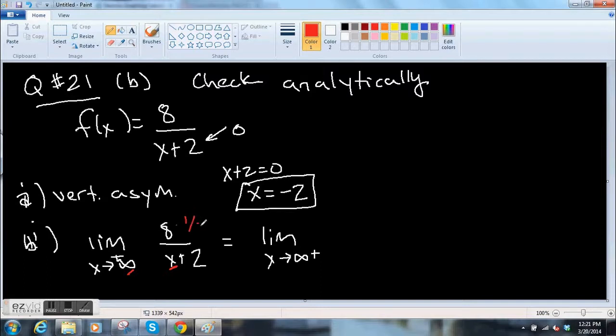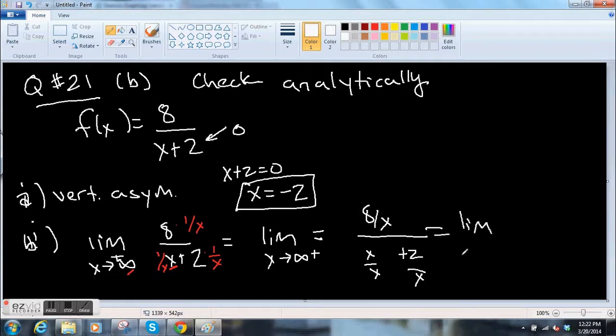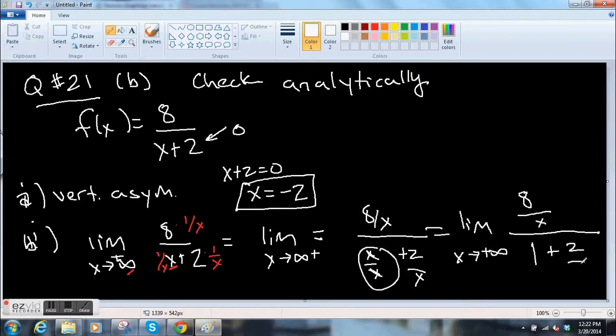So you multiply everything by 1 over x. 1 over x times 1 over x. And this equals 8 over x divided by x over x plus 2 over x. Why on earth is she doing this? Wait for it, you guys. It's going to get amazing. So x goes to positive infinity. On top we have 8 over x. And on the bottom we have 1, because that turned into 1, plus 2 over x.